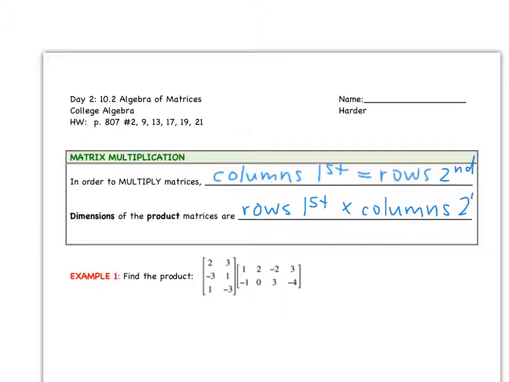So for instance, if we were multiplying two matrices, one a 2 by 3 and the other a 3 by 5, the first thing I would look for is, do these middle dimensions match? That's the columns of the first and the rows of the second. Since they do, I can look to the outsides, the rows of the first and the columns of the second. So the product is going to be a 2 by 5.